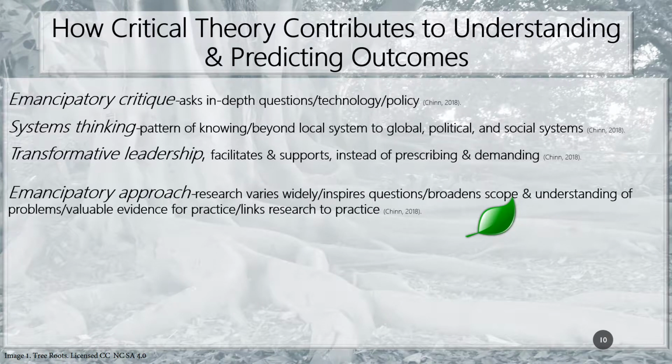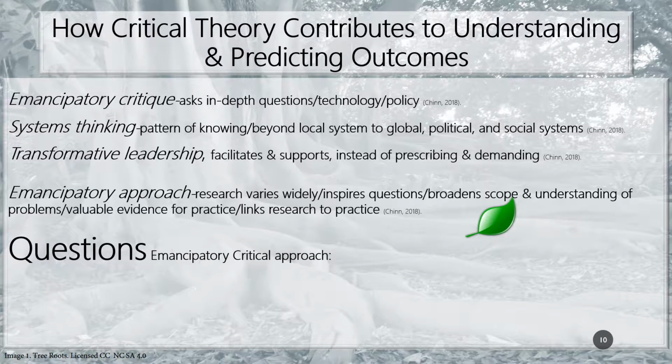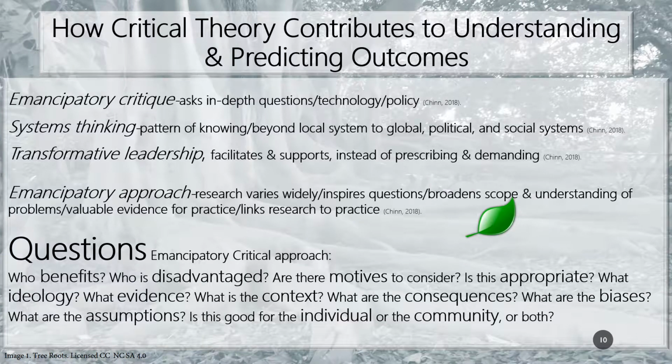Typical questions used in emancipatory approaches are things like who benefits, who's disadvantaged, whose motives, what are the motives, is this appropriate? What ideology is driving this? And what evidence is there? What is the quality and the context of the evidence? What are the consequences and the biases, any assumptions? Does this affect individual or community? And what are the patterns and what is sustaining the patterns?